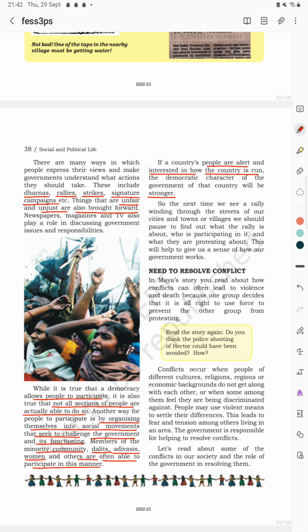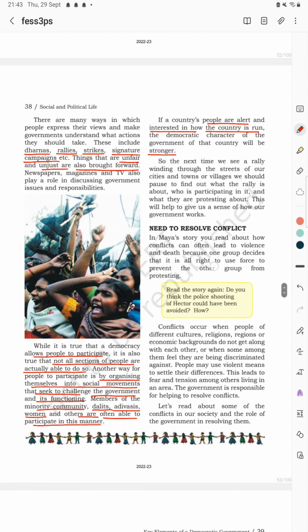Okay, so the next time when you see a rally winding through the streets of our cities and towns or villages, you should pause to find out what the rally is about, who is participating in it, and what they are protesting about. So if you think about the farmers' rally, you may find out why they organized a protest, because they wanted the controversial farm laws to be rolled back. And who were participating? Farmers. They were of the view that the three controversial farm laws were not in the interest of farmers, but in the interest of businessmen. So that is why they were protesting for the withdrawal of the farm laws.